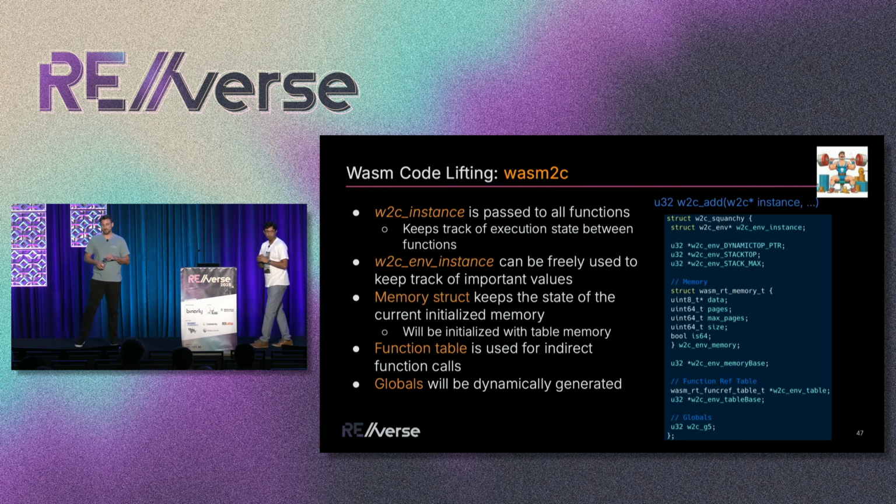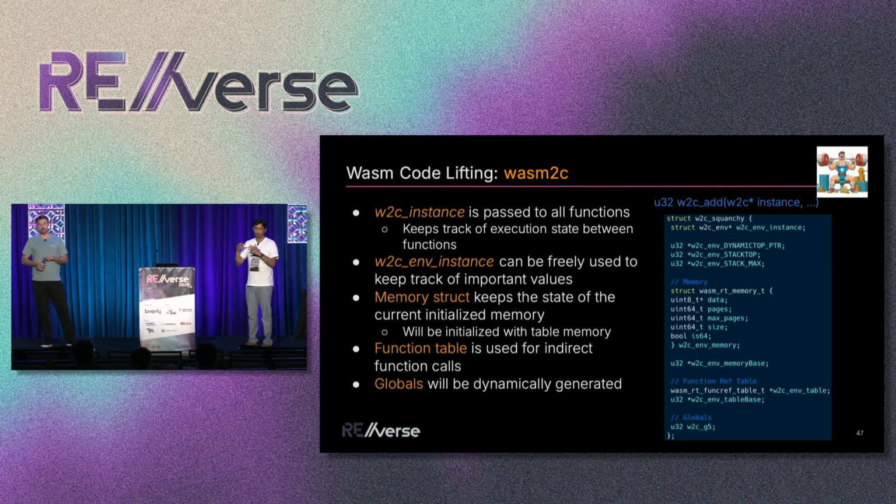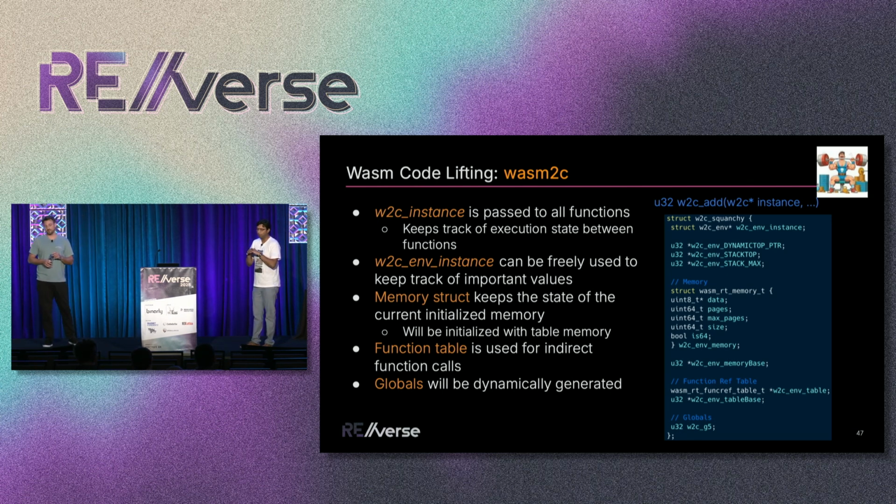OK, so some information about Wasm-to-C. If you use it, you will see that every function call gets this W2C instance. So now this instance thing is quite important. This instance is keeping the information about the runtime, basically. So for example, there is this memory structure, which we are showing in the code. This information is there. Information about the function reference table, about the globals. So basically, the information which wasn't there in the WAMR lifted LLVM IR, all that information that we wanted is there in this one. Yeah.